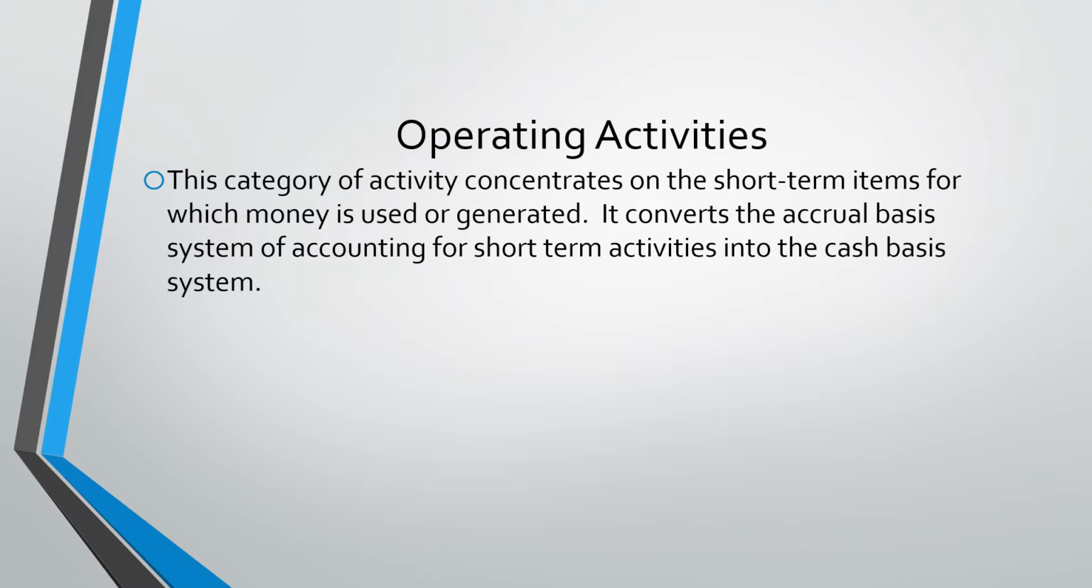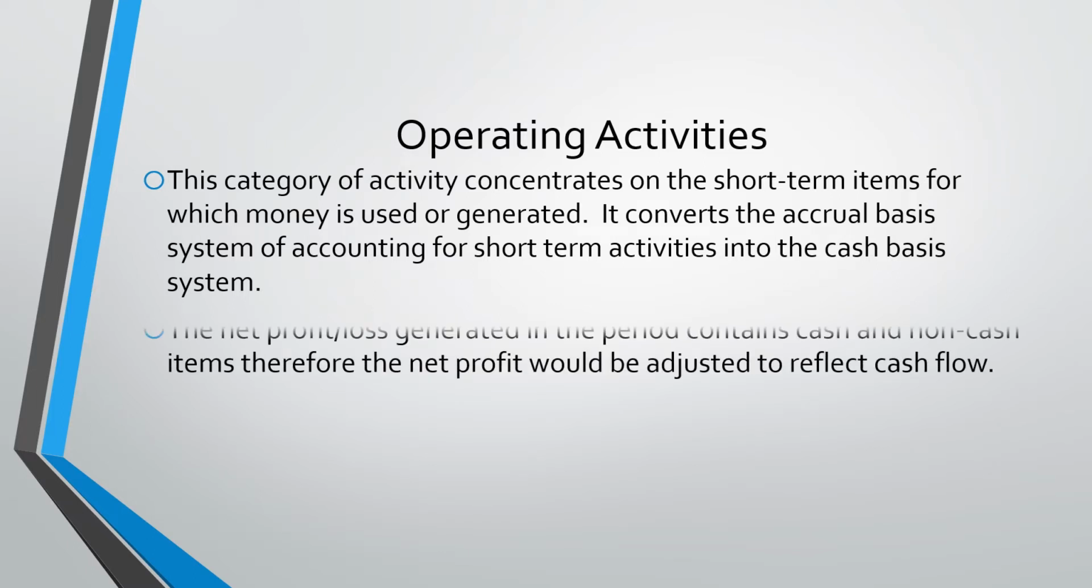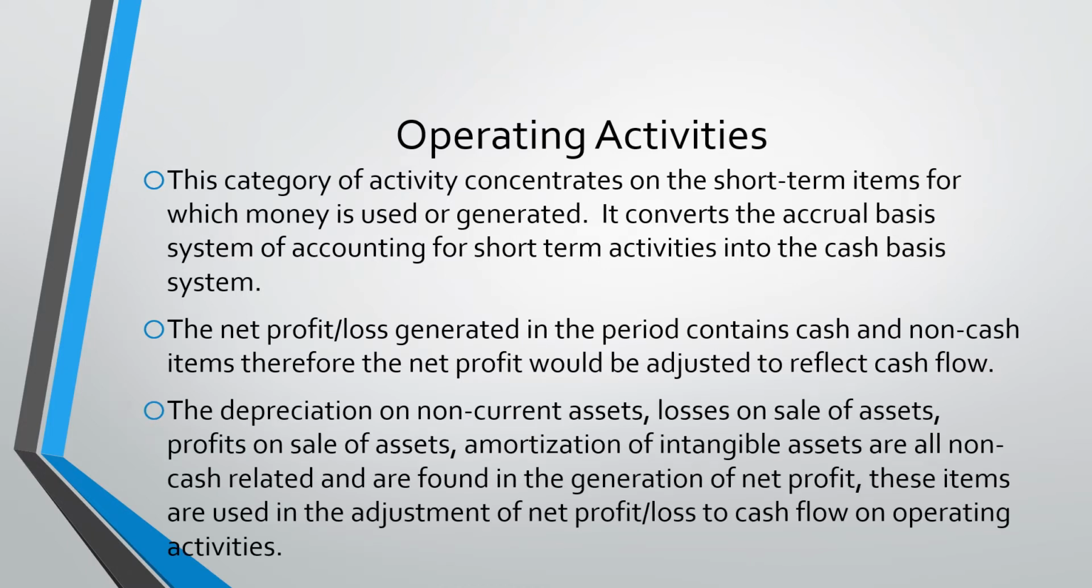So therefore, the operating activities will take that and convert the accrual to the cash basis system. Now, there's usually a net profit or loss generated in the period, and that net profit or loss that would have been worked out using the income statement contains cash and non-cash items. So since we are doing a cash flow statement and we only want cash items, we have to adjust the net profit to reflect only the cash items.